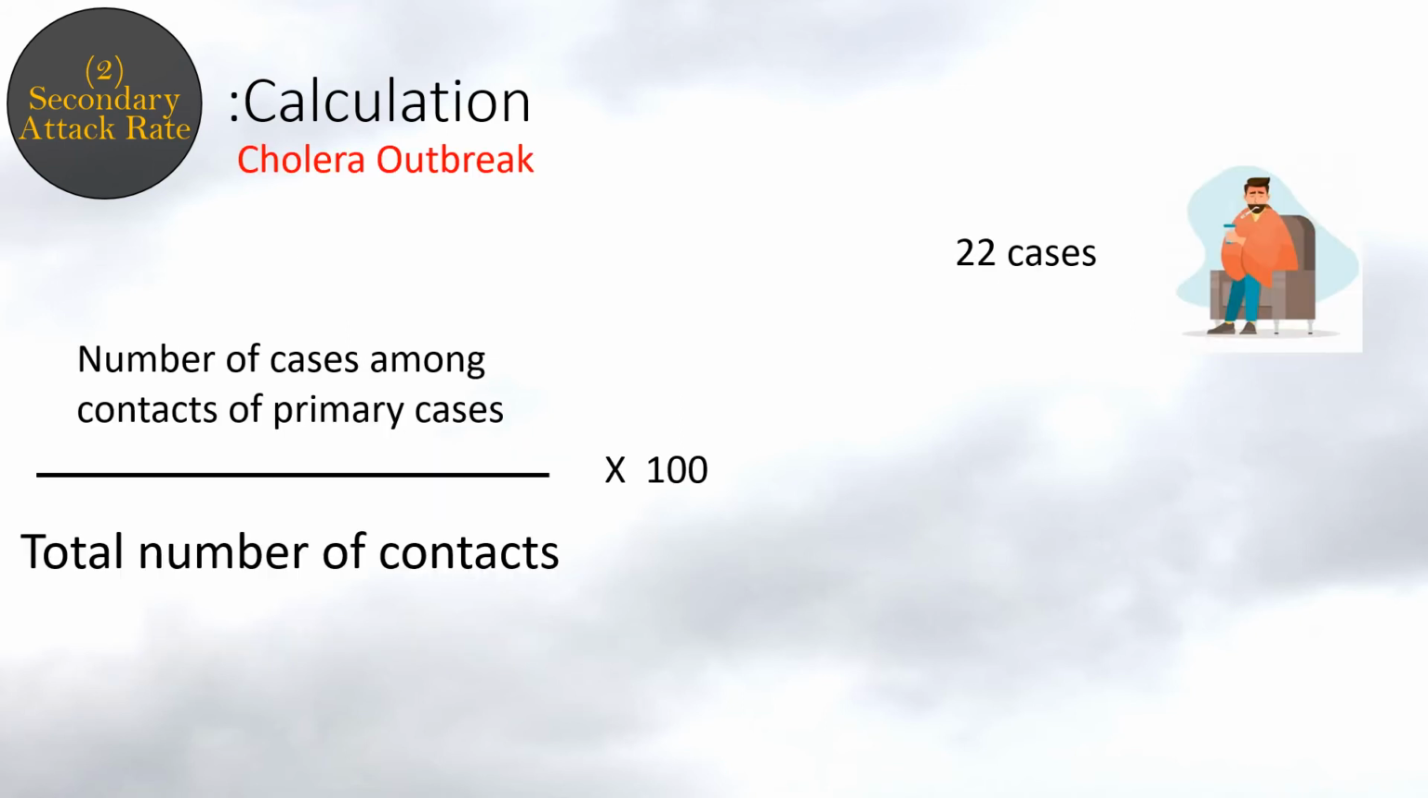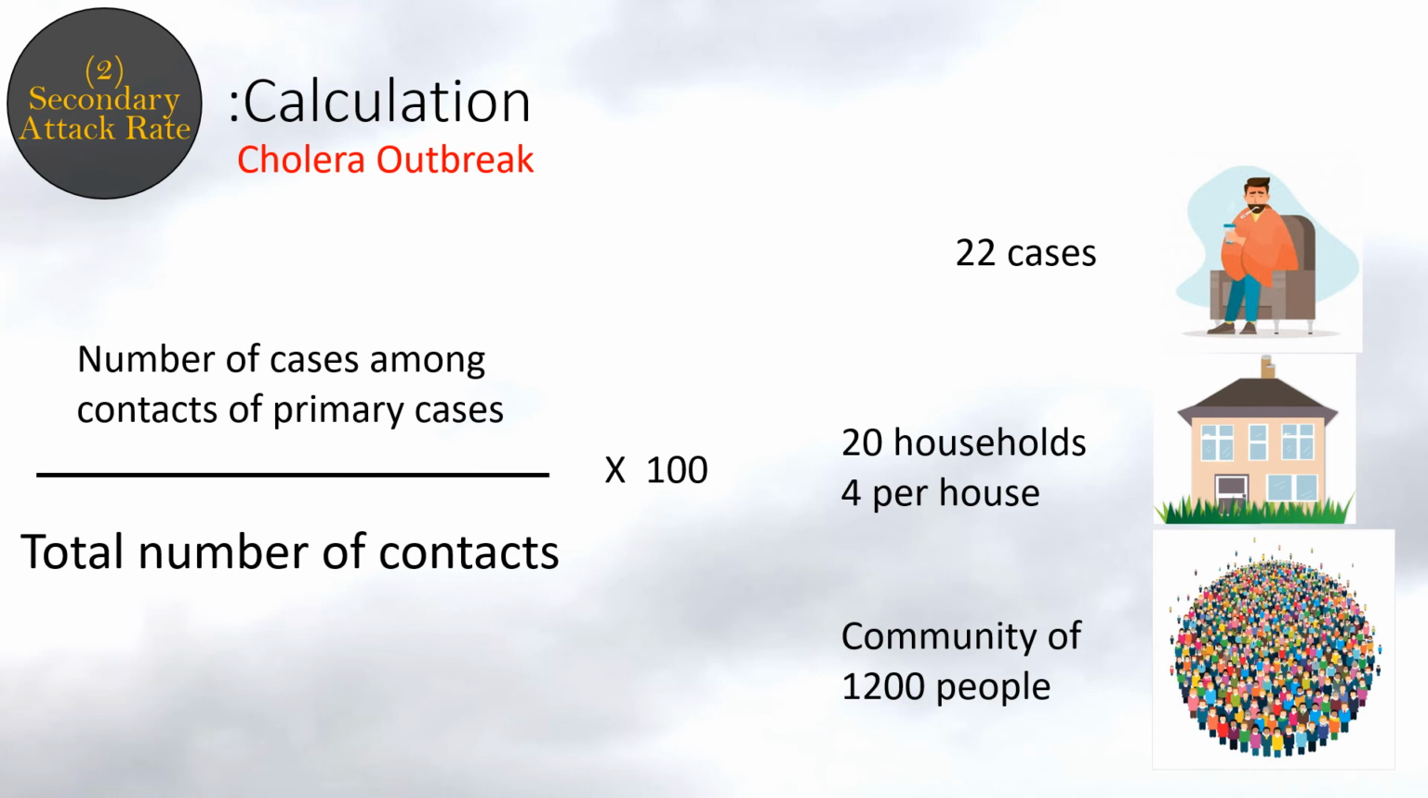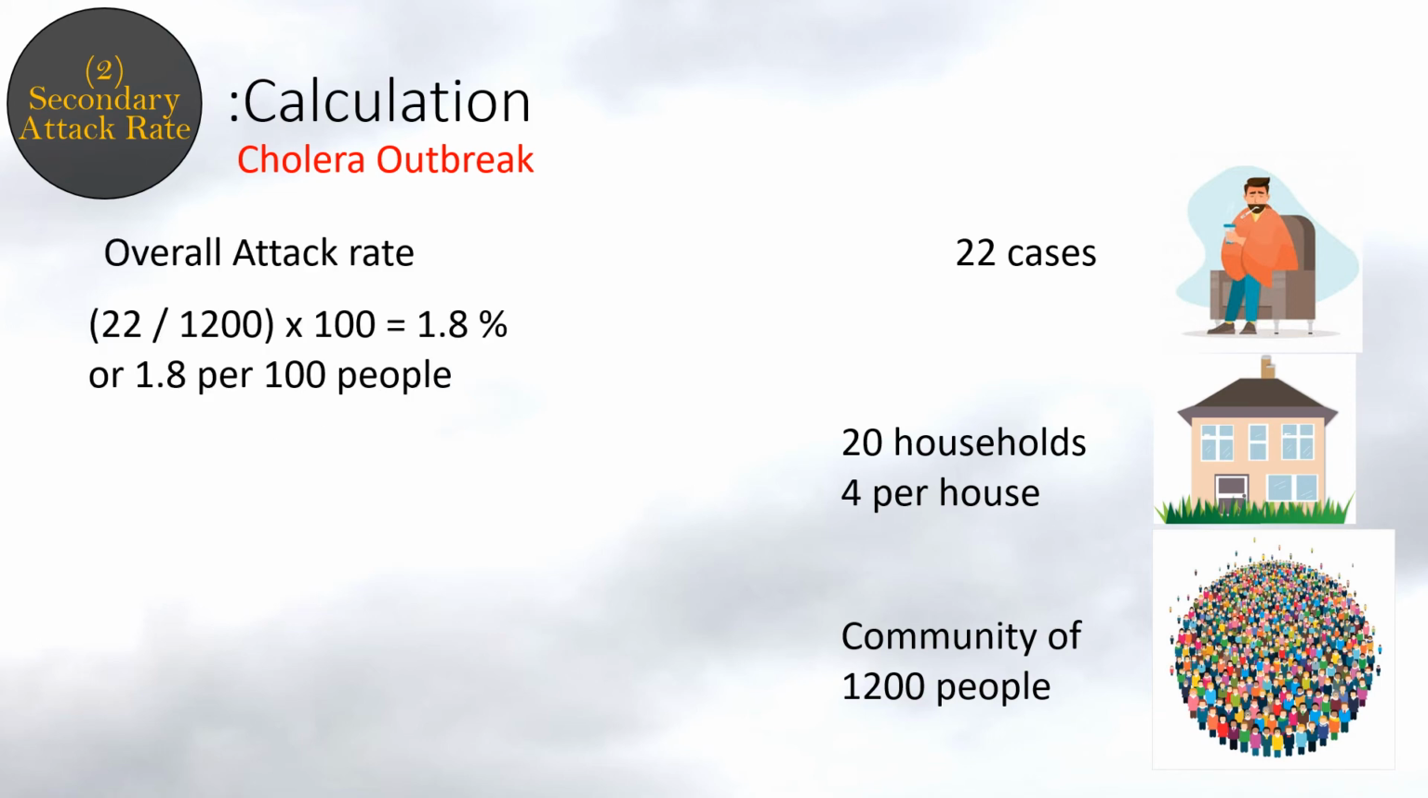Now then, let's say we have 22 cases of illness. We've got 20 households, 4 individuals per household, so that's 80 people. And we've got a community of 1,200 people. Now, we've got our overall attack rate. The original attack rate is 22 divided by 1,200 times 100. That's 1.8%, or 1.8 per 100 people. That's the attack rate. But what about the secondary attack rate?